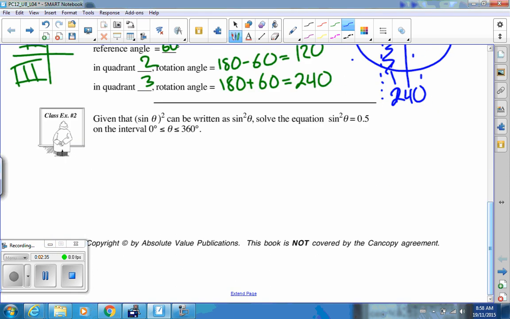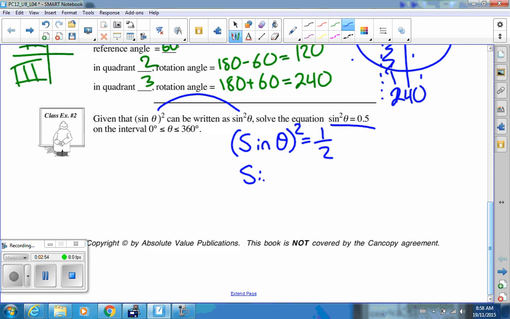Here we have a slightly different one. Sine squared, so sine theta all squared, we will write as just sine squared of theta, just because we're lazy. This thing equals this. So when I see this, what I really say is, oh, that is sine of theta all squared equals 1/2. Now, first order of business is to take the square root of both sides. Square root of 1 is 1, square root of 2 is 2. And then that's my value.